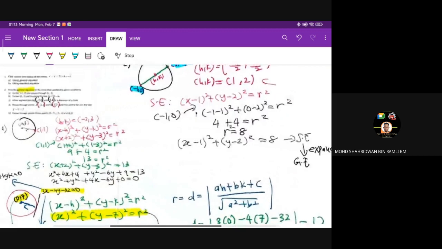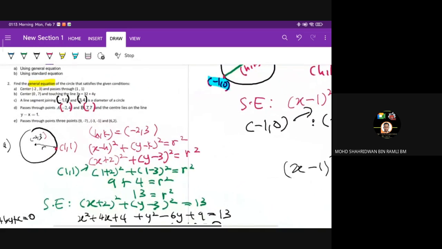So you need to know how to find the general or standard equation when certain conditions are given, like a center and passes through a certain point, and then center touching the line, and then a line segment joining two points that represents a diameter of that circle because these 2 points are connected. And then passing through 2 points, and then the center lies on the line y equals mx plus c.